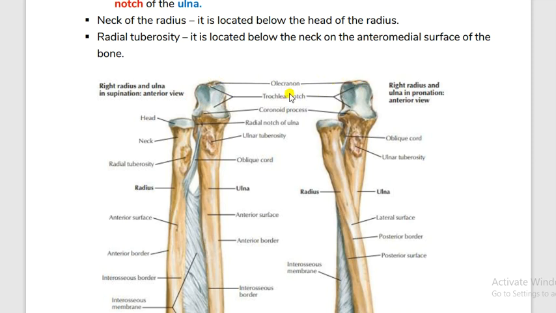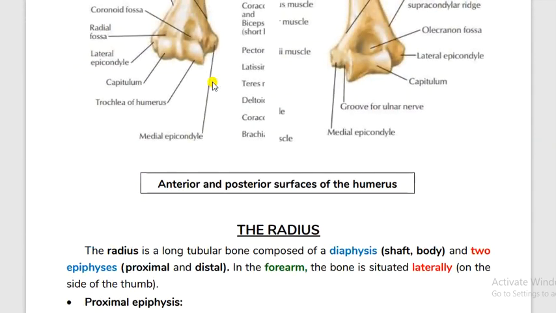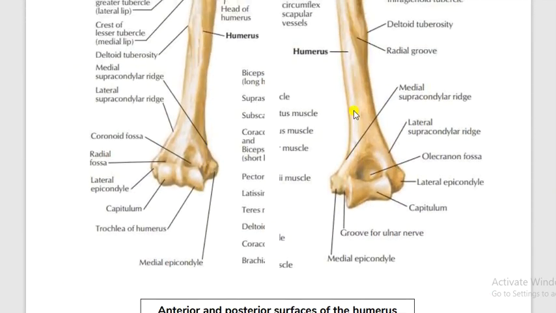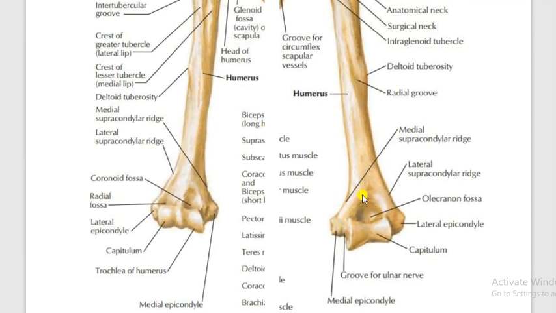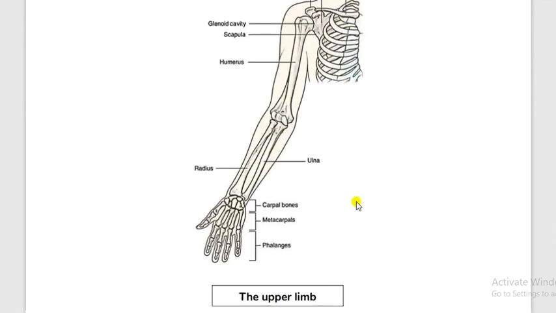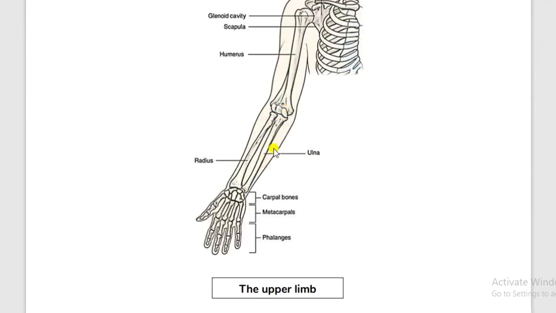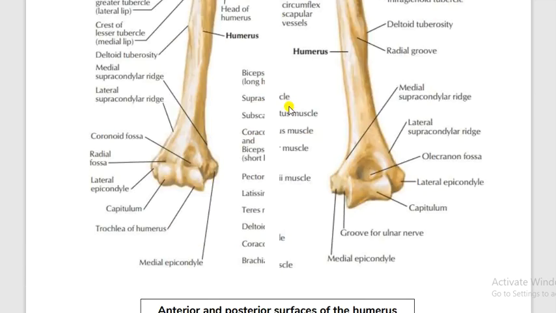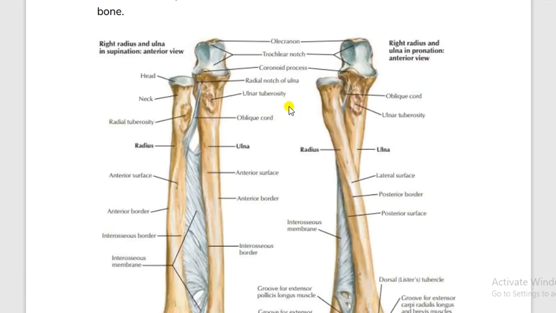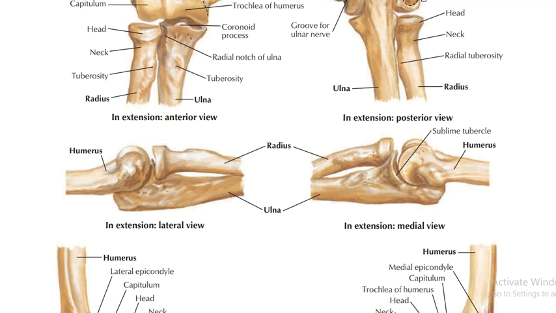The olecranon is a massive protrusion above and behind, and it articulates with the olecranon fossa of the humerus. This is the olecranon fossa, located on the posterior surface of the humerus. It articulates with it when the elbow is fully extended or straightened, as we can see in this picture. When the elbow is extended, the olecranon, which is located at the back, will articulate with the olecranon fossa.